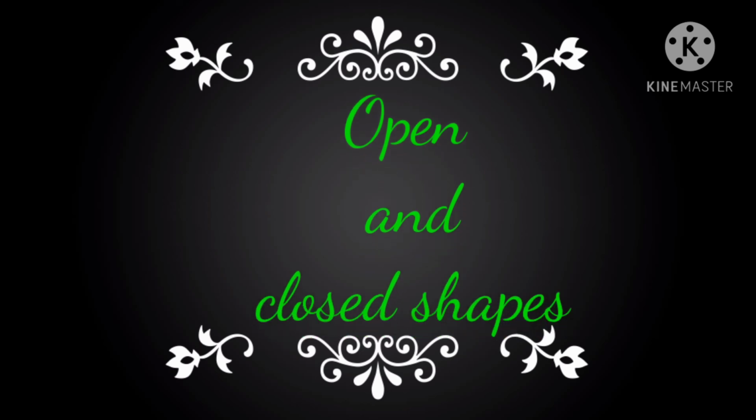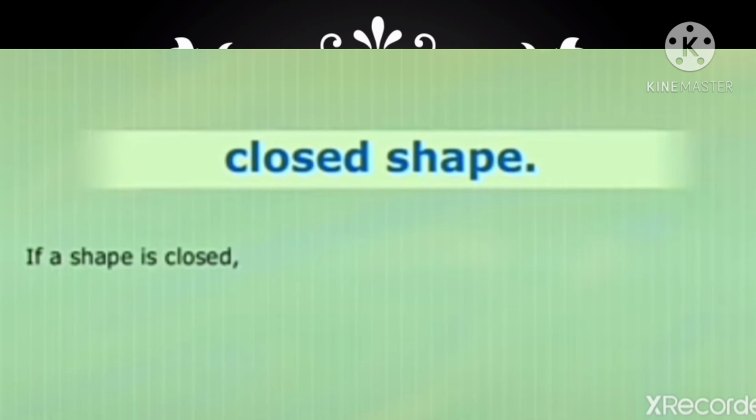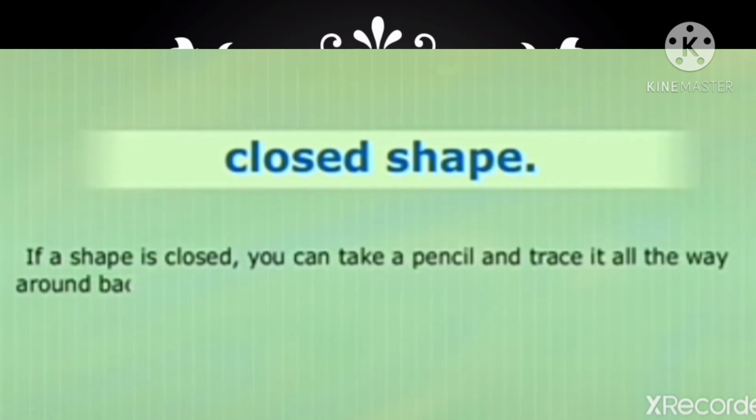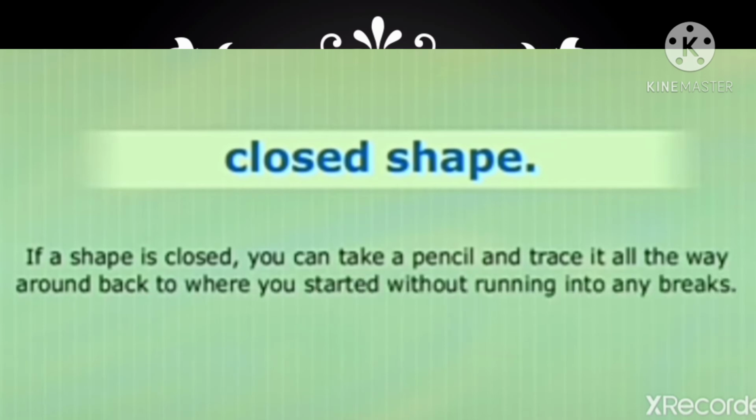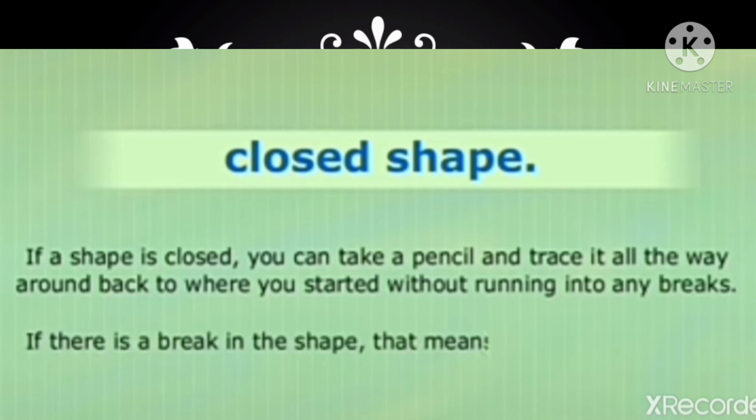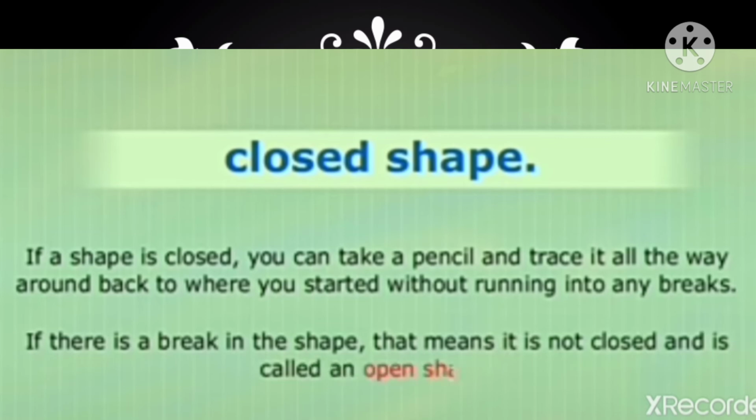Now students, we will discuss open and closed shapes. If a shape is closed, you can take a pencil and trace it all the way around back to where you started without running into any breaks. And if there is a break in the shape, that means it is not closed and it is called an open shape. Let's take two examples.